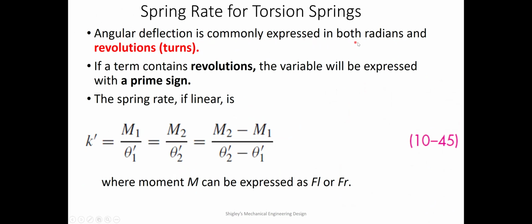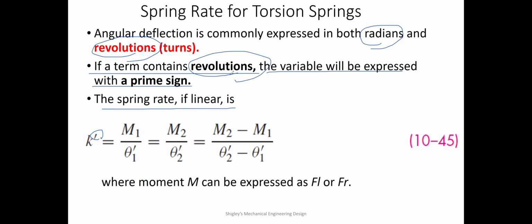it's commonly expressed in both radians and turns, or revolutions. So you will see the units are radians or revolutions. If a term contains revolutions, the variable will be expressed with a prime sign. And the spring rate, if it's linear, we say that the prime sign represents the revolution terms, the revolution form of the spring constant.